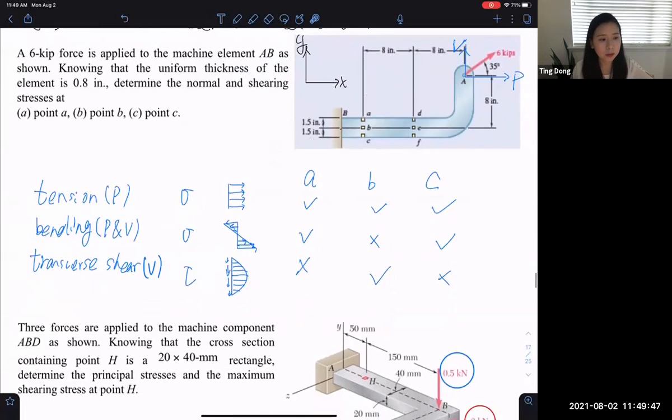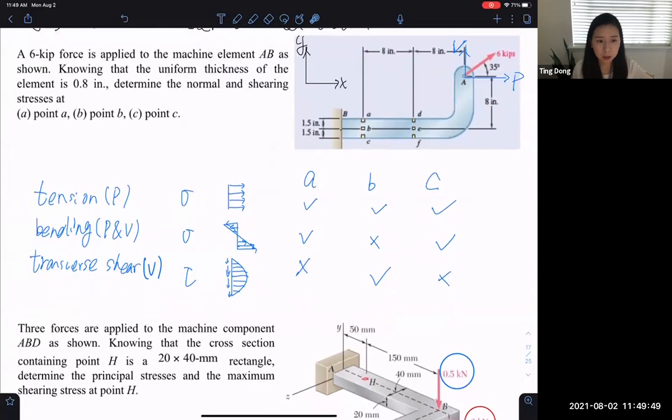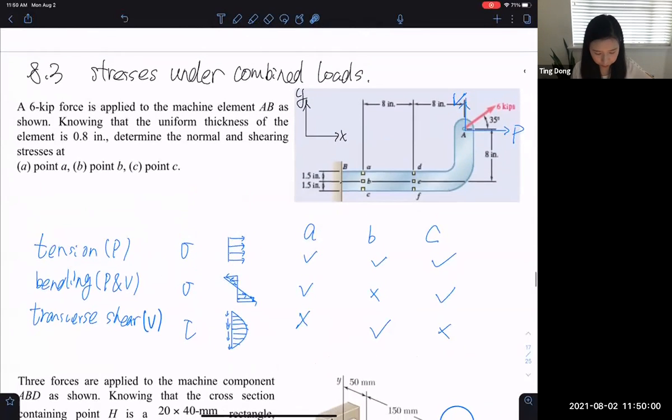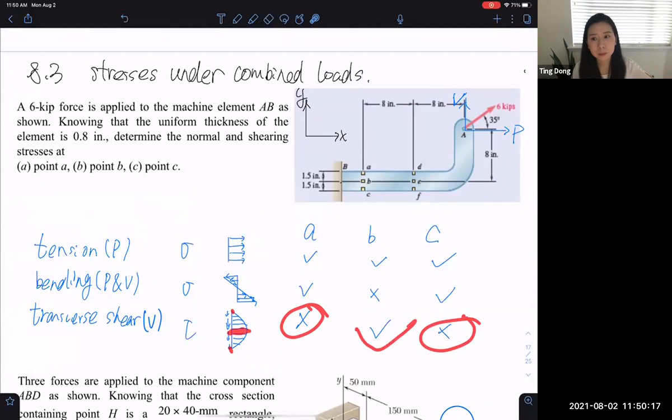And the third one is the shear stress generated by the transverse shear force. As I reviewed in chapter 6, for a rectangular cross section, I showed you the equation, and it is 0 at the top and bottom. That's why at point A and point C, there's no shear stress. But at point B, it has a maximum.